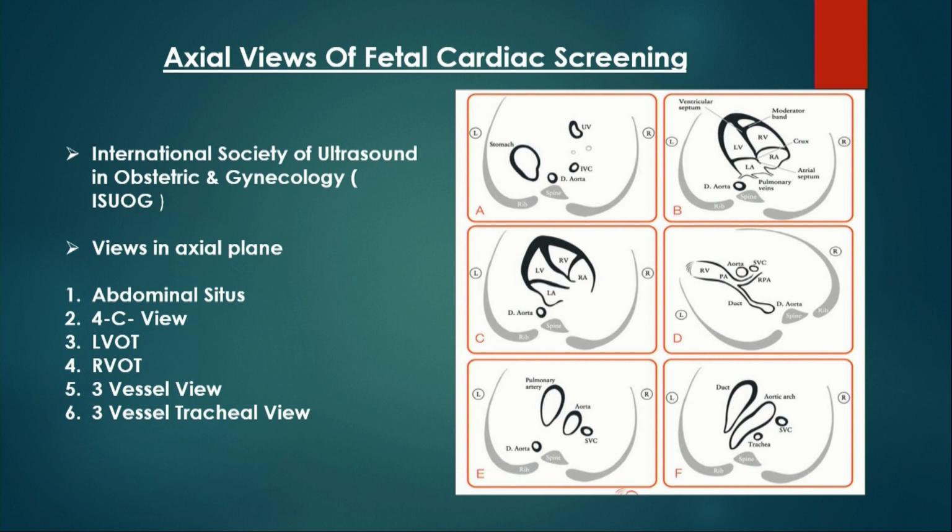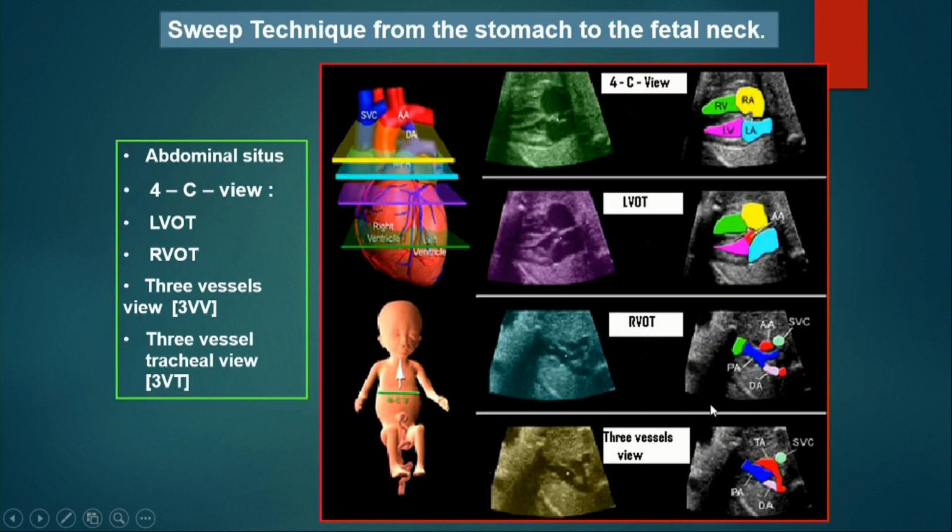Now the International Society of Ultrasound in Obstetrics and Gynecology recommended 6 basic views for the fetal cardiac screening, and they also recommend the use of color flow for the evaluation of the heart. These basic views are the abdominal situs, the 4-chamber, LVOT, RVOT, 3-vessel and then the 3-vessel tracheal view. Now how to obtain these views?